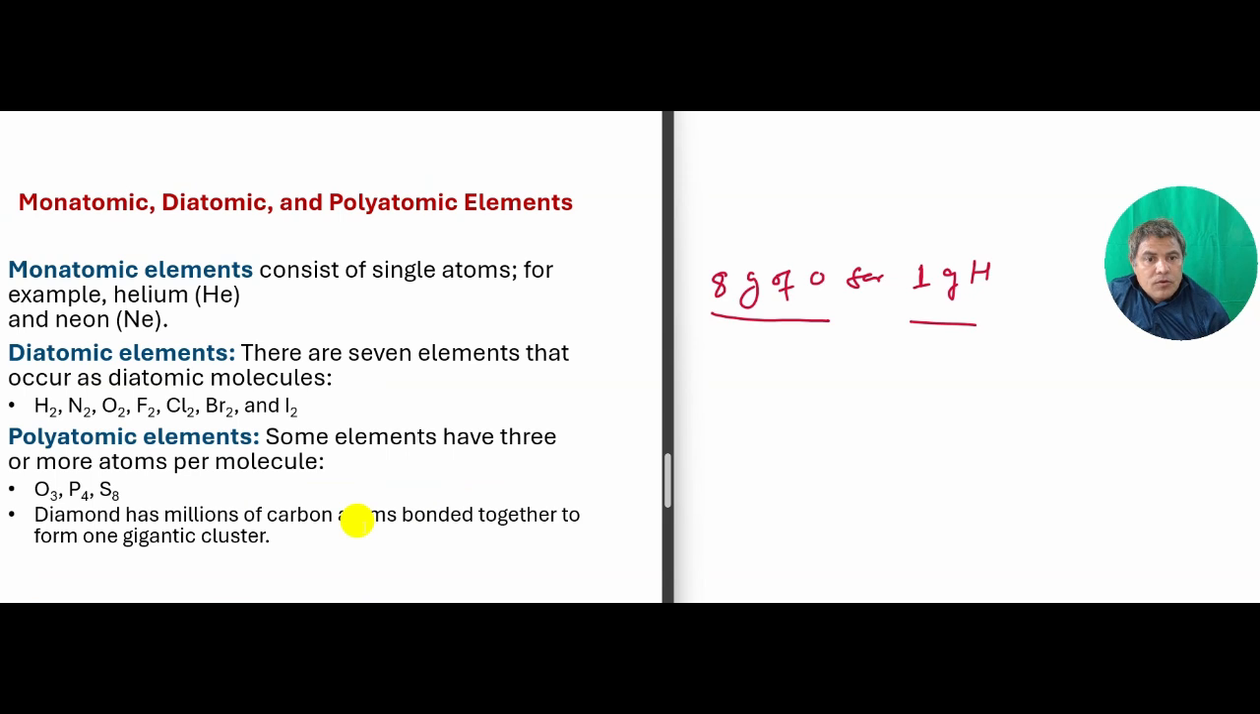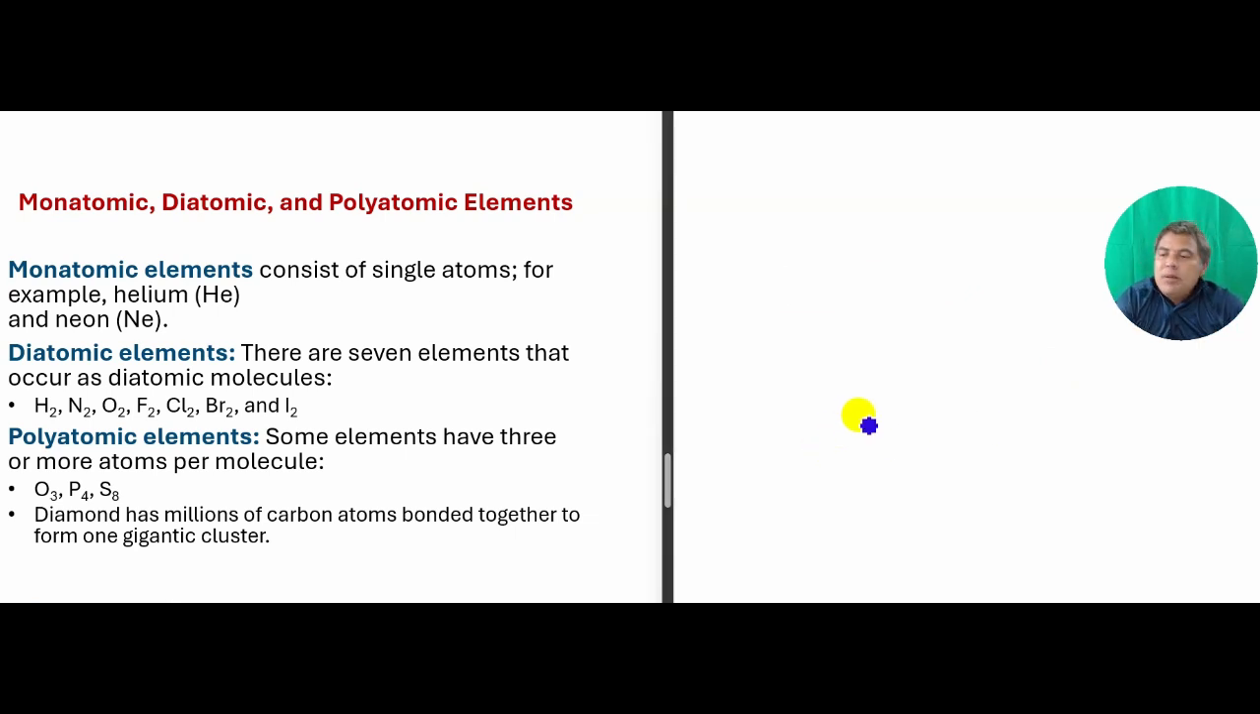Now let's think about the different types of elements: monoatomic, diatomic and polyatomic. Mono means one, di means two, poly means many. Monoatomic elements consist of single atoms, for example helium, which has only one atom. Diatomic elements occur as a diatomic molecule, meaning two similar or dissimilar atoms combined together to form a molecule.